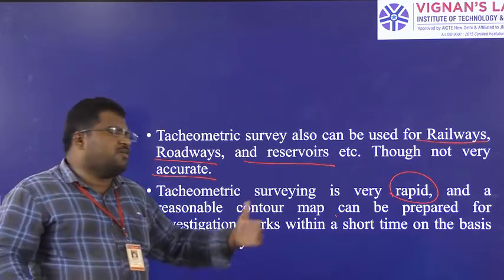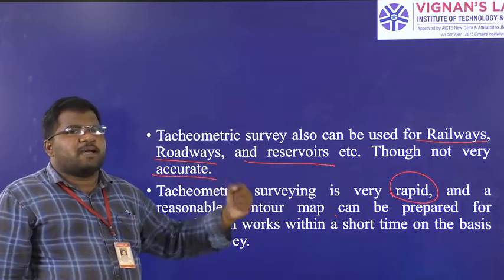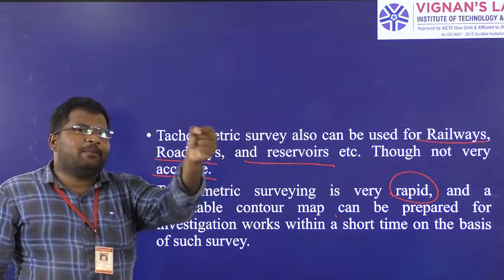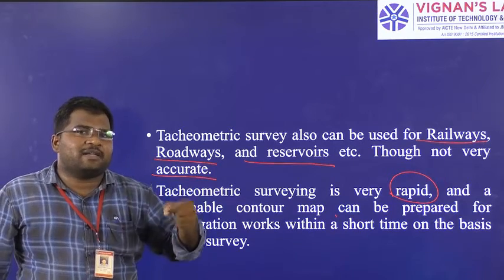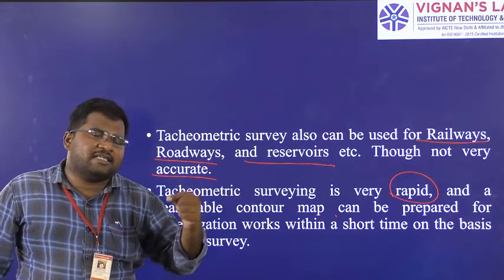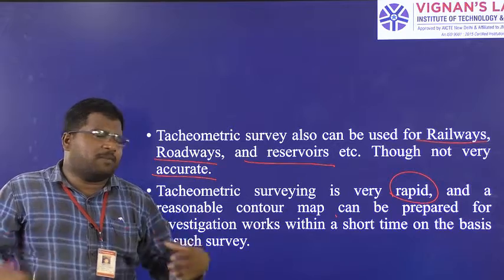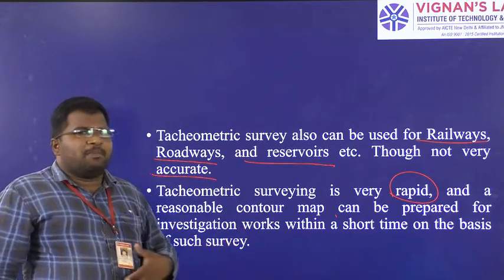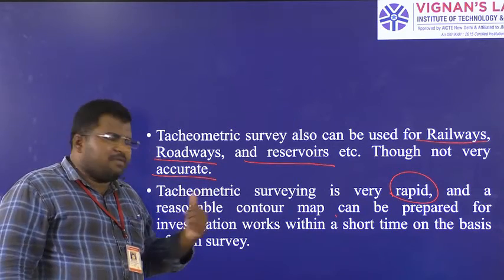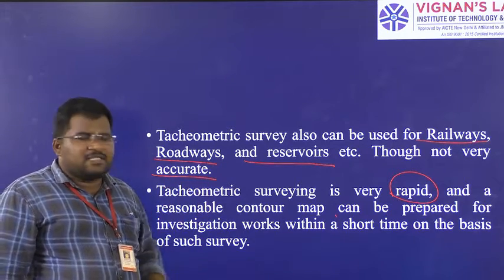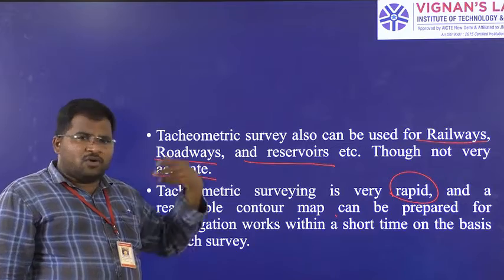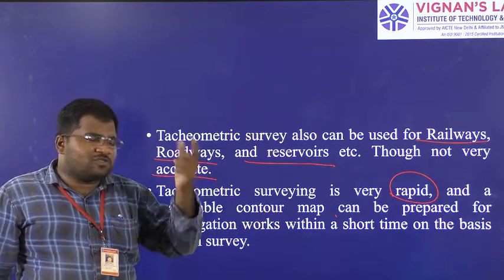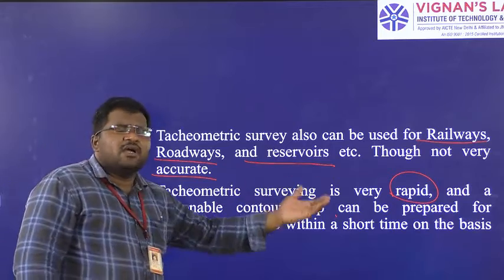So within a short time you are going to make the contour maps. What is meant by contour map? Contours are the lines which are joining the points of equal elevation. If those contour lines are there in a particular map, that map is called a contour map. This contour map has many applications for reservoir design, reservoir capacity, then canals, roadways, railways. Everywhere we want to know the level of a particular terrain. So for that case we are going to use the contour map.